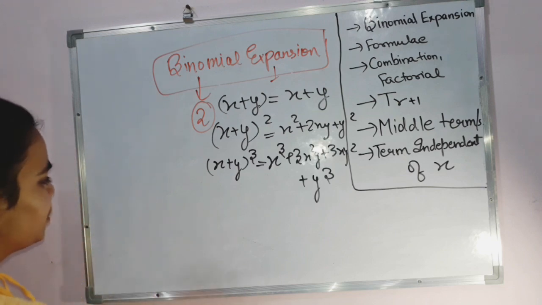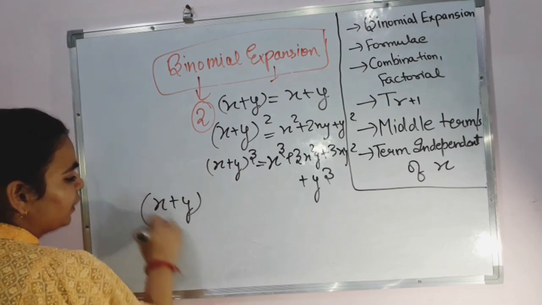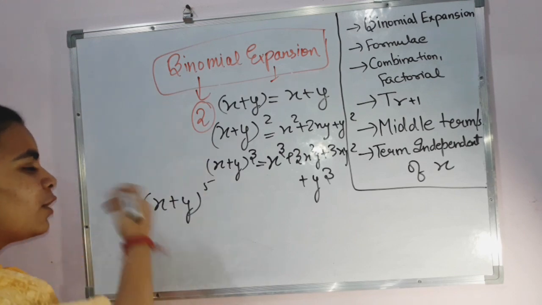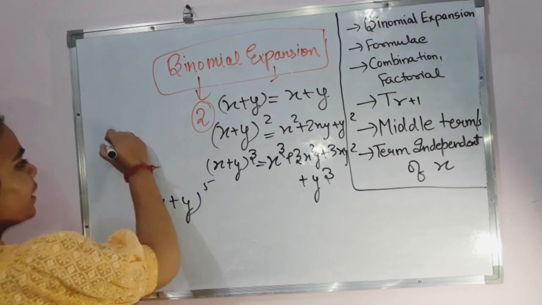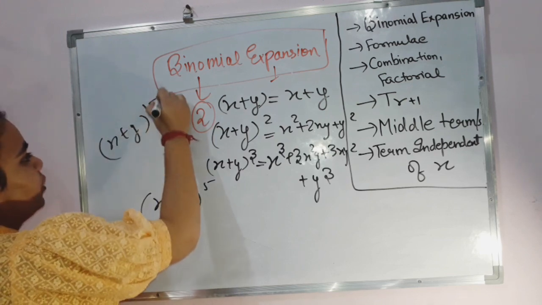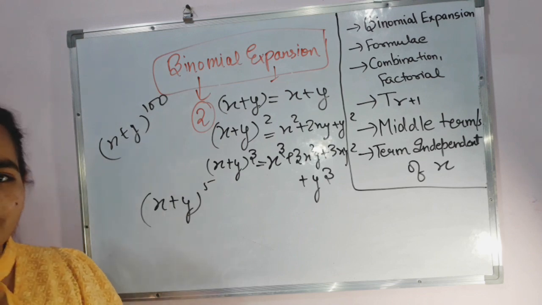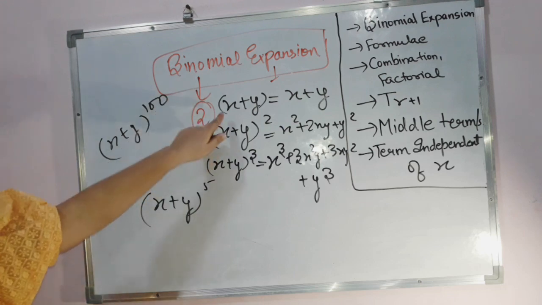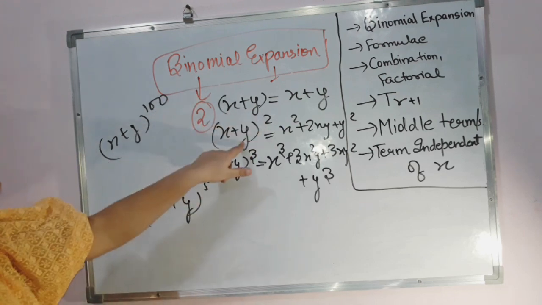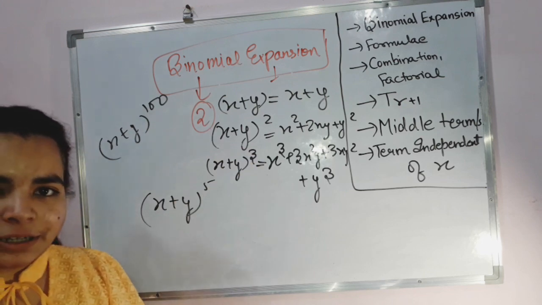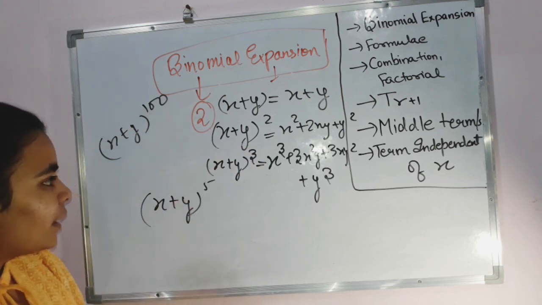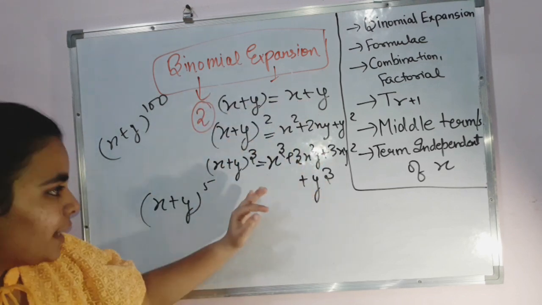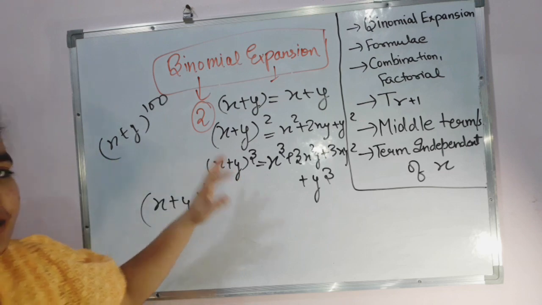If I ask you to write down x plus y raised to the power 5, can we write it now? No, because we haven't learned the formula. If I ask you to write x plus y whole raised to the power of 100, can we write this? Obviously not. So binomial, two terms you are having here, x and y. In place of x and y, you can have any terms, any numbers, any digits, and we are expanding them. So that is why it becomes binomial expansion.